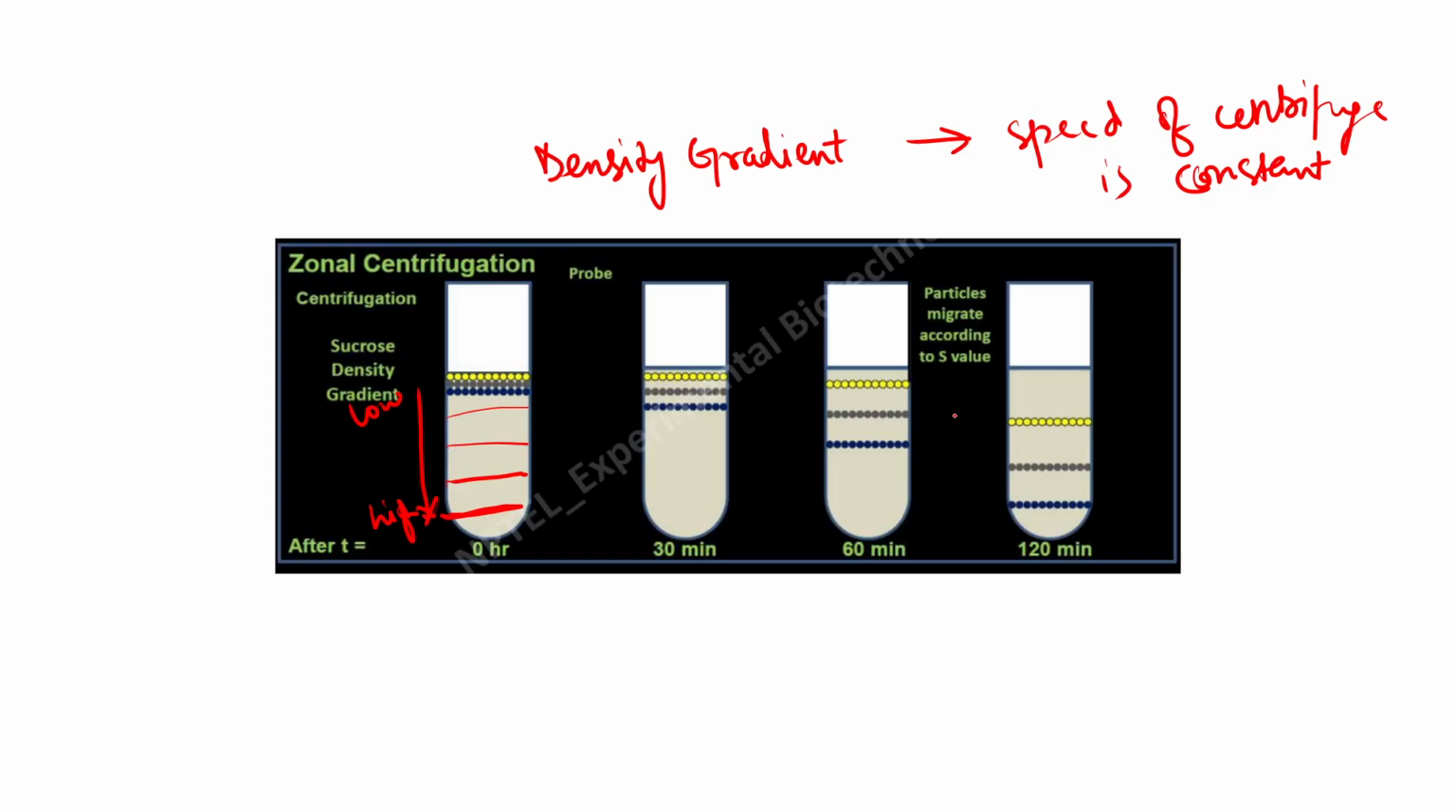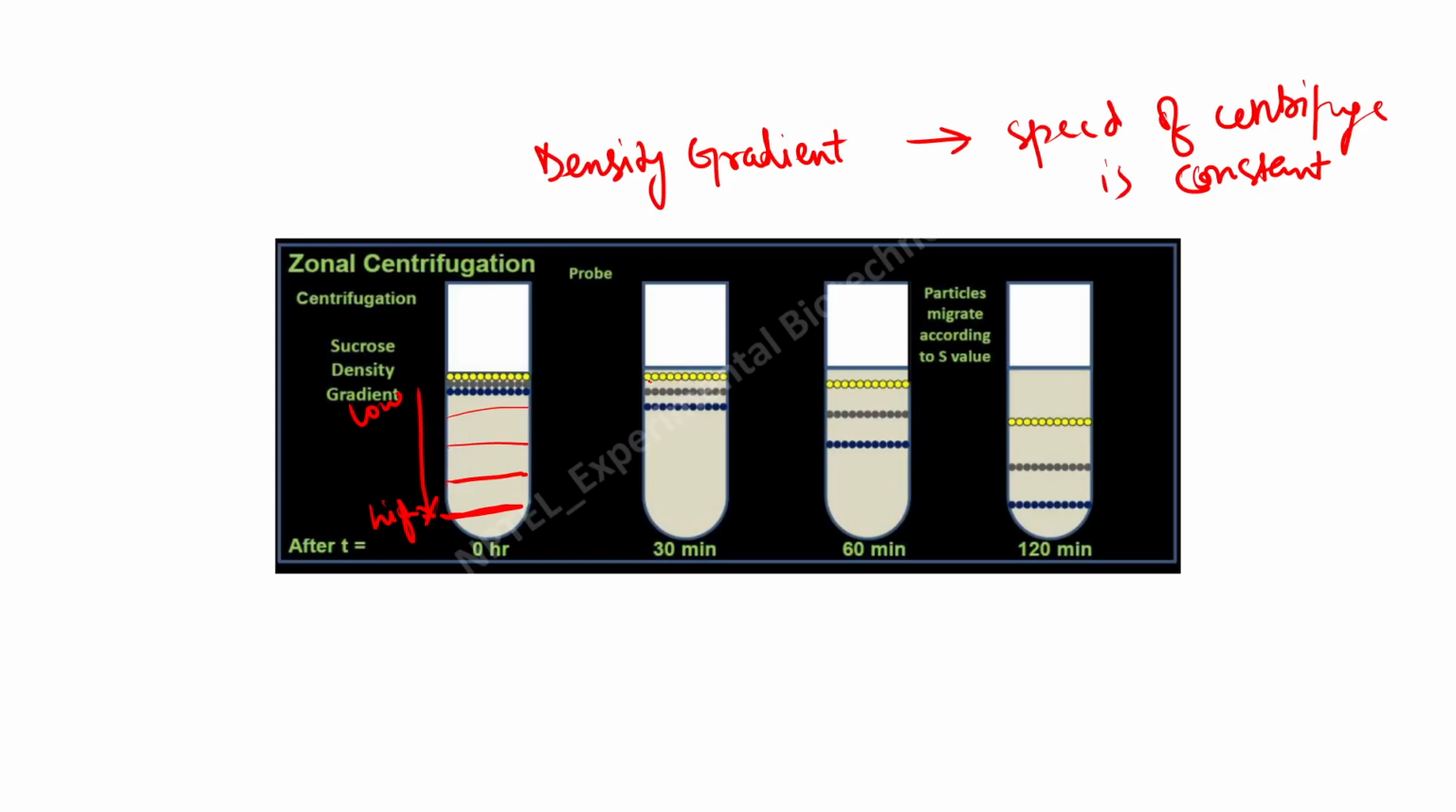Based on the size of the molecule, at lower speed only heavier particles can settle. When we increase the speed, smaller particles settle down based on their sizes. But in density gradient centrifugation, we have a gradient of density from low to high. When we centrifuge at a constant speed, these molecules will be separated based on their density.